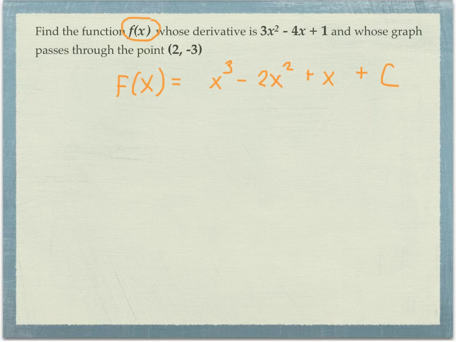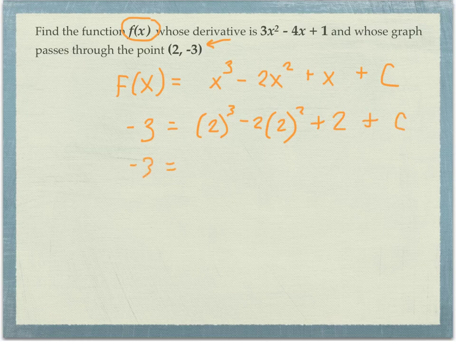So here's my particular function. I know that this point 2, -3 is on that particular function, so what I can do then is just substitute that, because I want to find what this c value is. So I'll put -3 in place of that big F, that's kind of like my y value, and I'll put 2 in place of the x here, and see what we get. I'm trying to solve this for c.